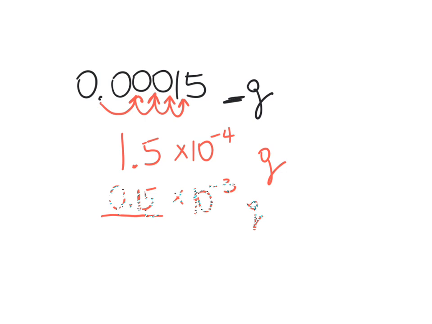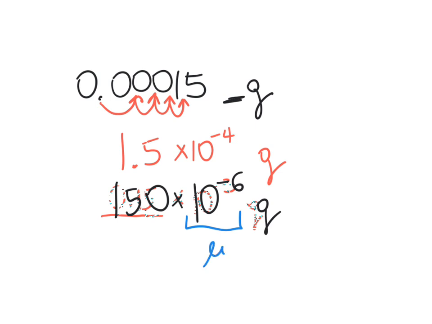If 10 to the negative 3rd did not work, I'm going to try 10 to the negative 6th. So if I move this to 10 to the negative 6th, I make the exponent smaller by 2 places, so I make this number bigger by 2 places, which becomes 150 times 10 to the negative 6th. It's still a gram. Now I can see that the 10 to the negative 6th conversion factor is equivalent to a prefix that we call micro.